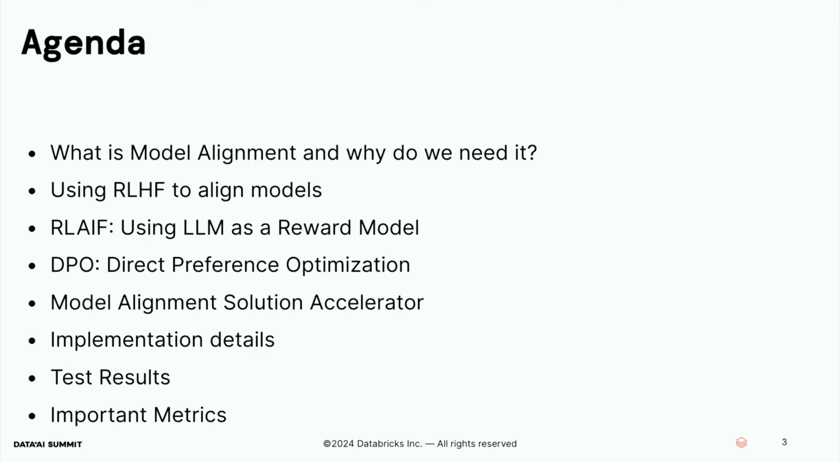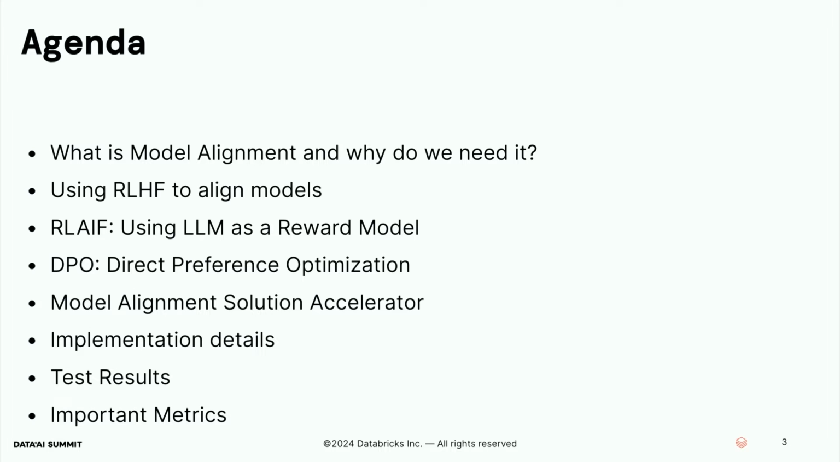Okay, so let's get started. At first, we will discuss what is model alignment and why we actually need it. After that, we will discuss different algorithms we can use for that. We'll start with reinforcement learning with human feedback. After that, we'll discuss what we can do with the reward model, how to get rid of it. And finally, we'll get to direct preference optimization, another interesting algorithm.